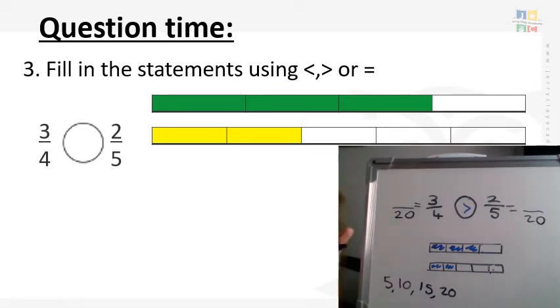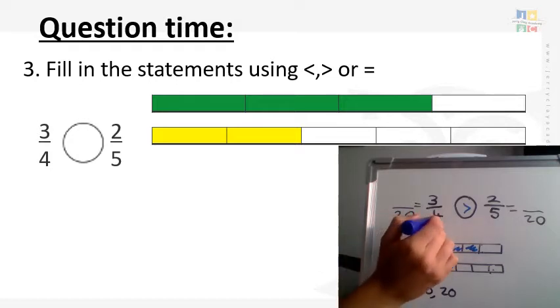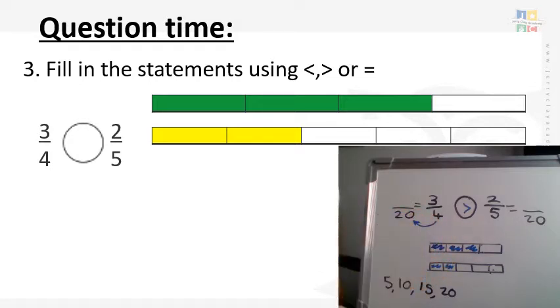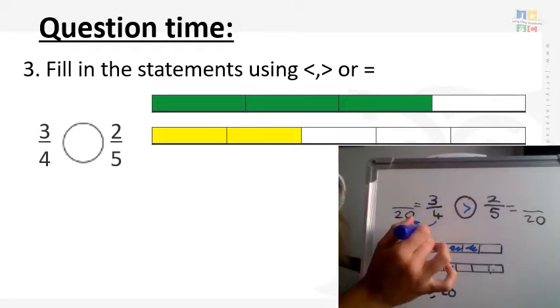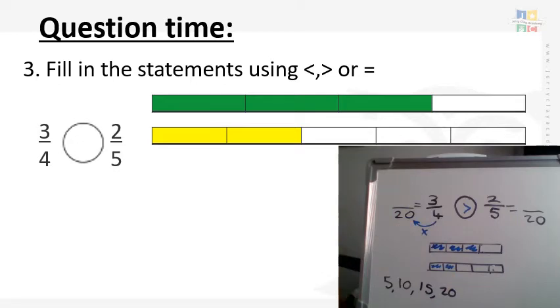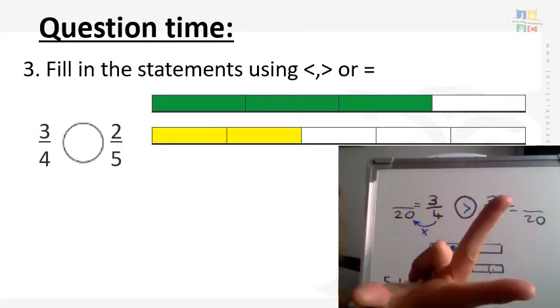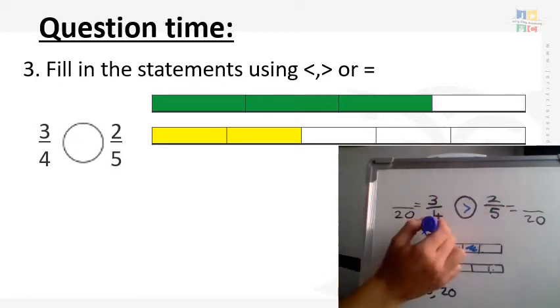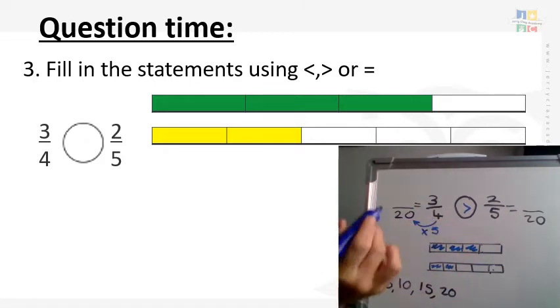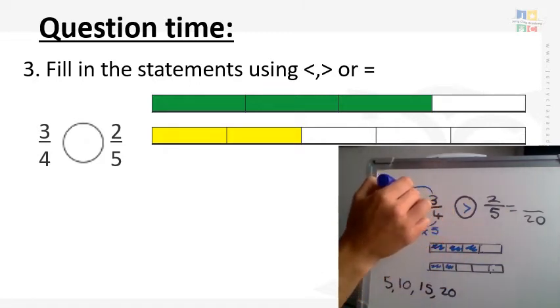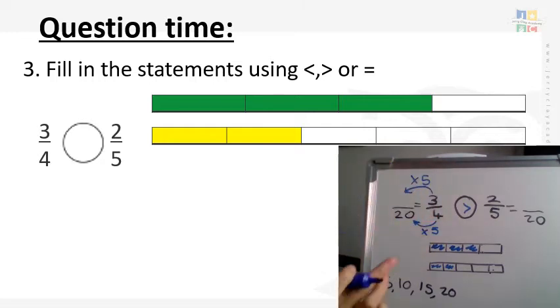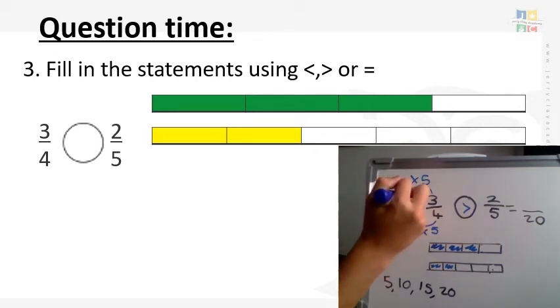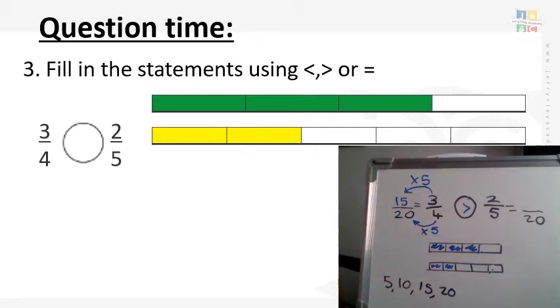Now I want to know how I can get to 20. If I'm going from 4 and I want to get to 20, what do I have to times 4 by to get 20? Let's count it. 4, 8, 12, 16, 20. So I'm going to times it by 5. Now remember the rule, whatever you do to the bottom, you must do to the top. So I'm going to again times it by 5. 3 times 5, 5, 10, 15, is 15/20.